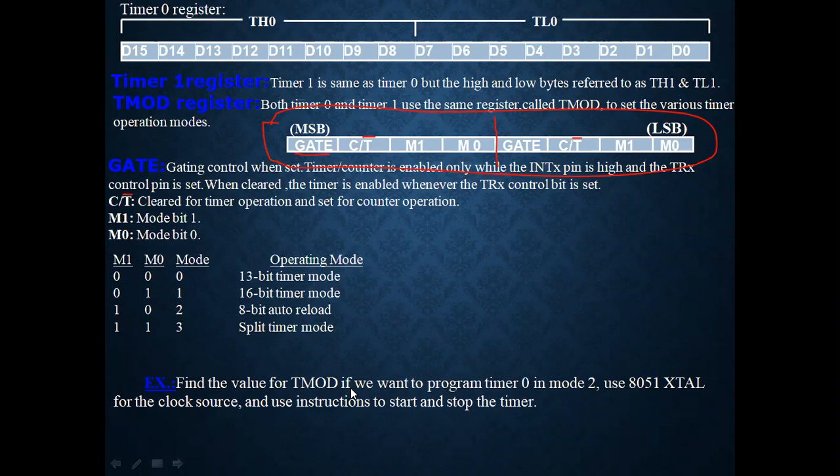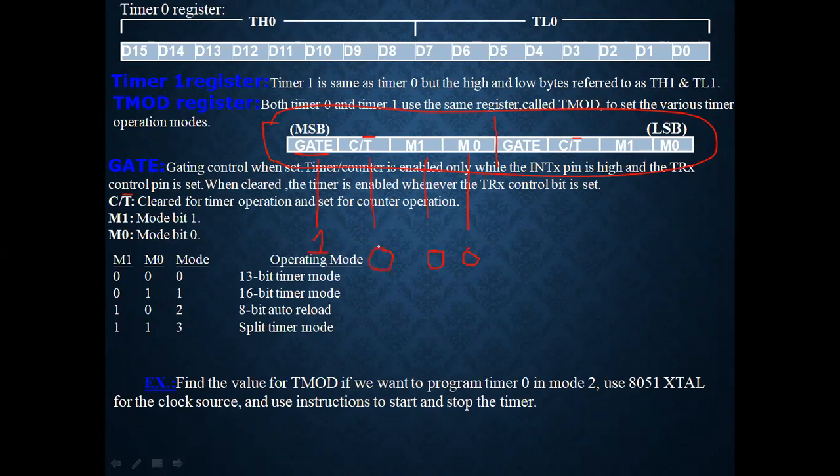Now let me tell that firstly, the 13-bit timer mode is required. So 13-bit timer mode means M1 will be 0 and M0 will be 0. So these two will be 0, 0. Okay, and this should be activated, so it will be 1, and this is the timer operation, so it will be 0.